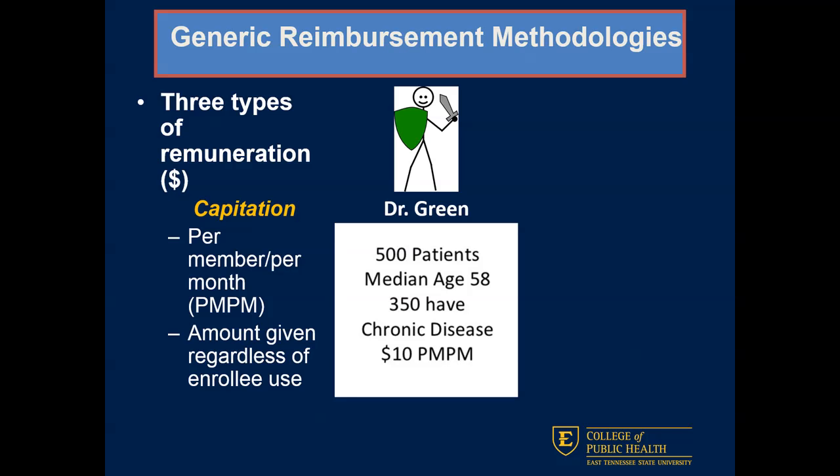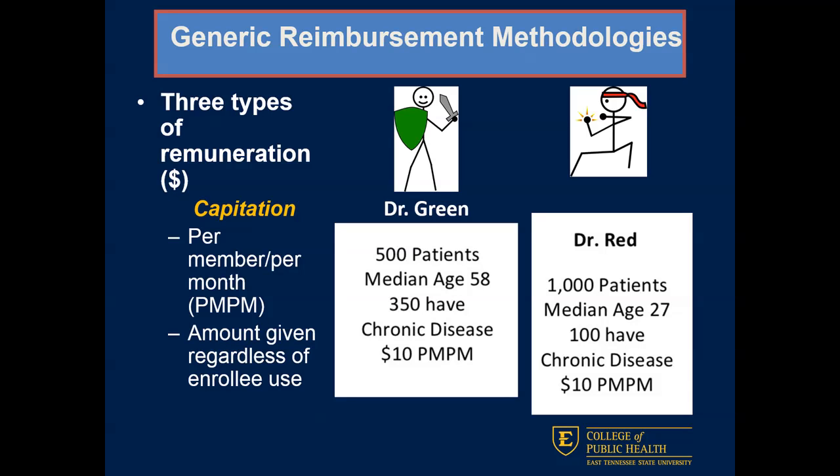So my silly example here: I have Dr. Green. He has 500 patients. The median age of his patient population is 58, and about 350 of his patients have some type of chronic disease. He gets $10 per member per month. Then we have his competitor, Dr. Red. He has 1,000 patients. The median age of his patient population is 27, and 100 of his patients have a chronic disease. He gets $10 per member per month as well, just like Dr. Green. So you can see the different statistics for each physician.